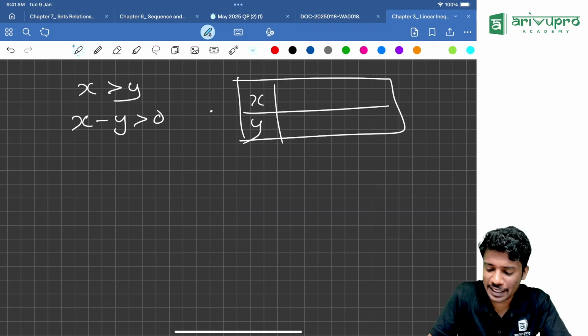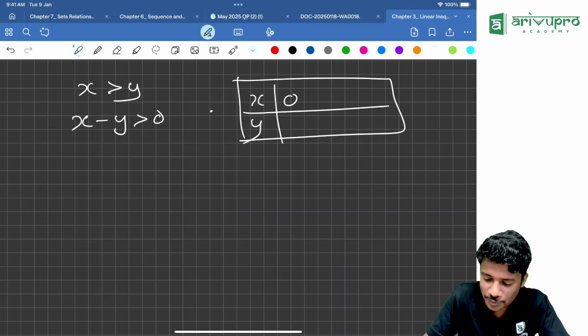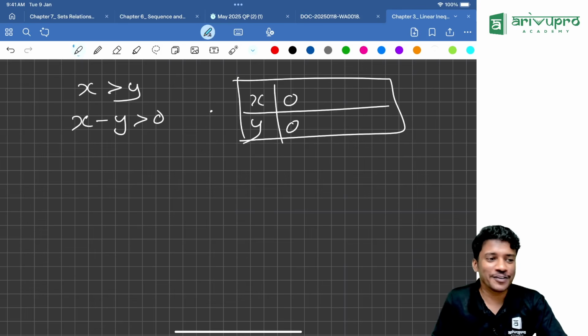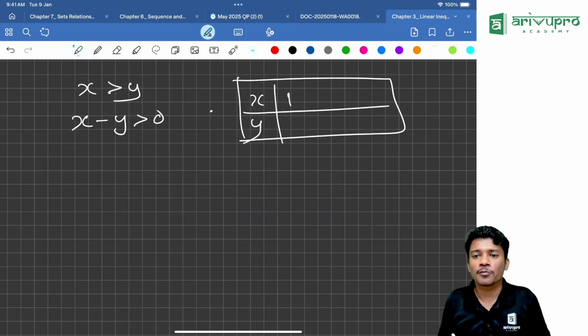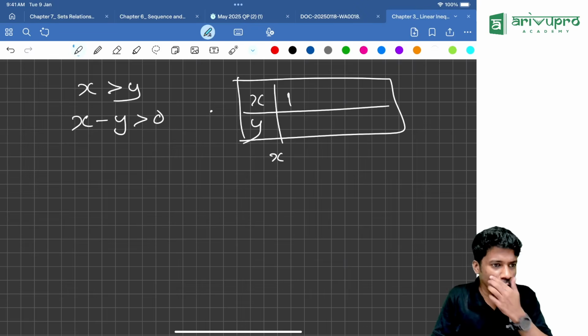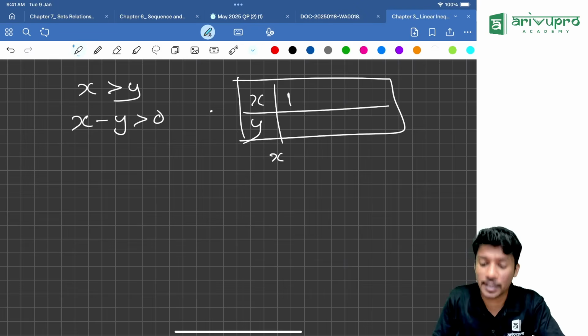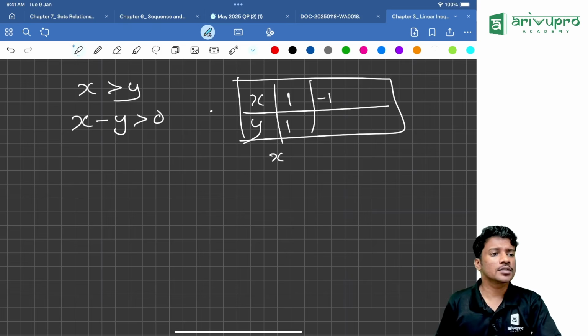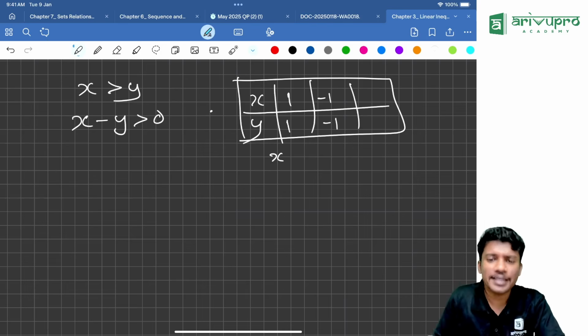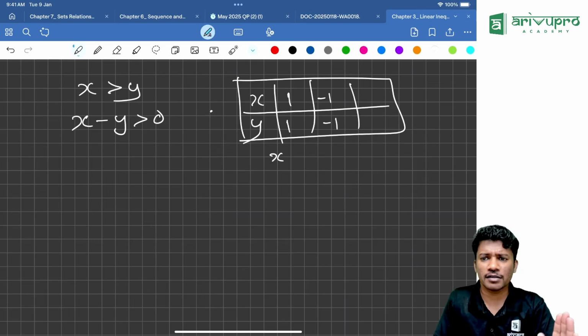If I am taking x is equal to 0, y will be how much? y will also be 0. We will only get 1 point. So what assumption will we take? Let x is equal to 1. When x is equal to 1, y is equal to how much? 1 only. What else can you take? When x is equal to minus 1, y is equal to minus 1, because both of them are equal. 2 points are required. We will take those 2 points.